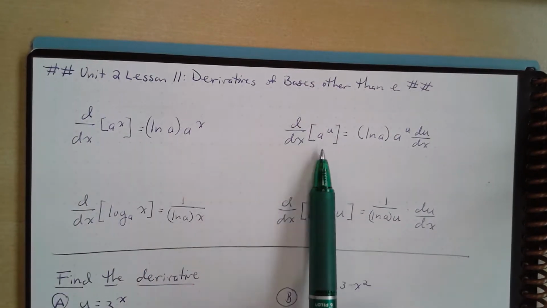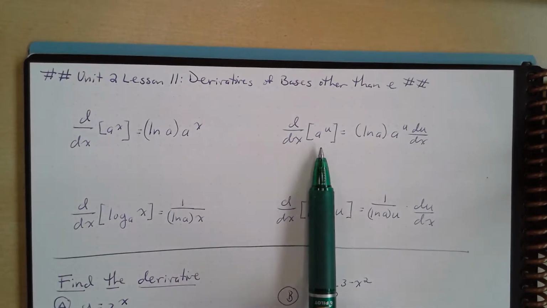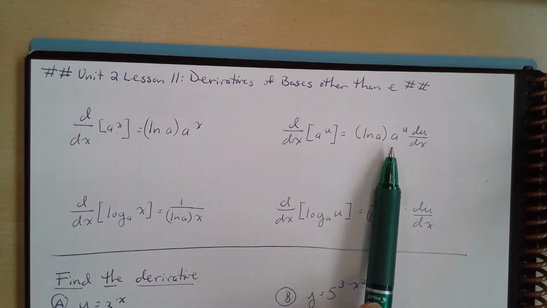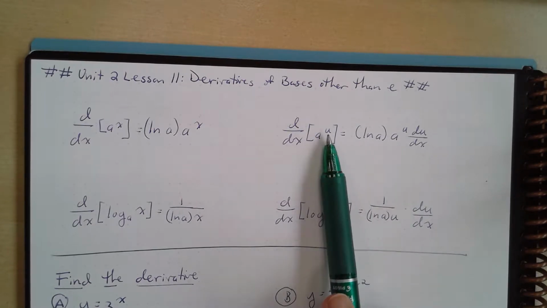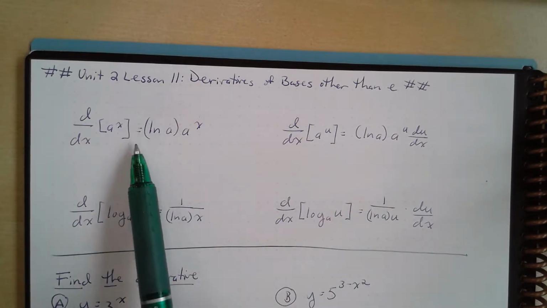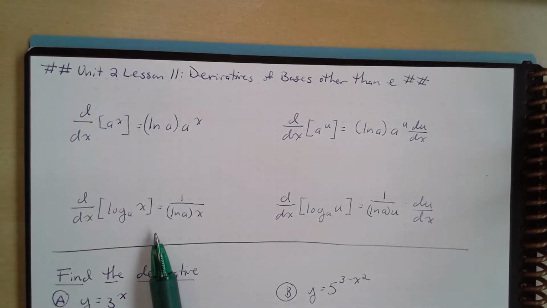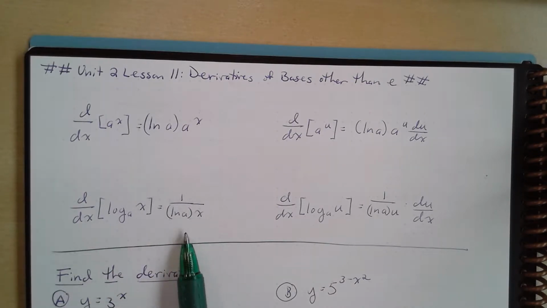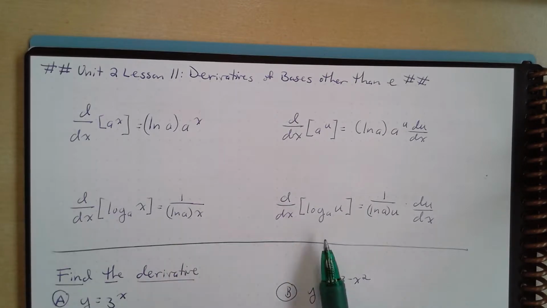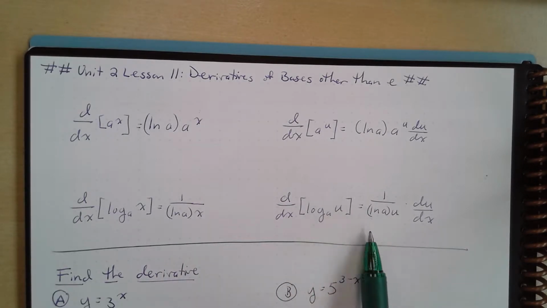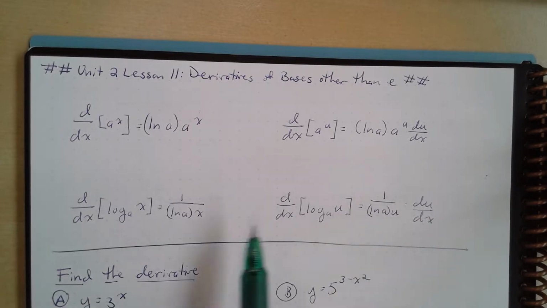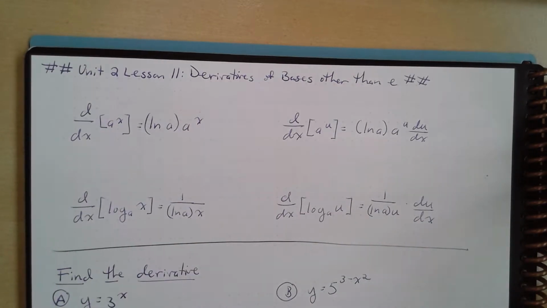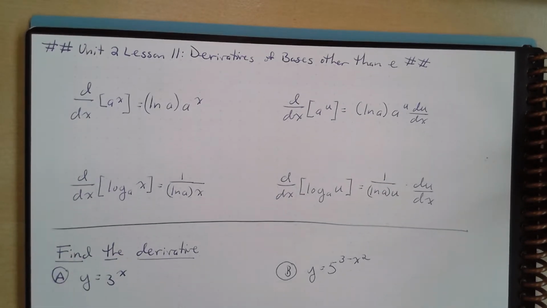The derivative of a to the u, this is basically the same thing, is the natural log of a times a to the u times the derivative of u, and I think that makes sense if you look at this one as well. The derivative of log base a of x is 1 over the natural log of a times x, and for log base a of u it is 1 over the natural log of a times u times the derivative of u. And again, I think that makes sense, and hopefully you're getting an idea with the derivatives we've been dealing with and what you actually need to take the derivative of.